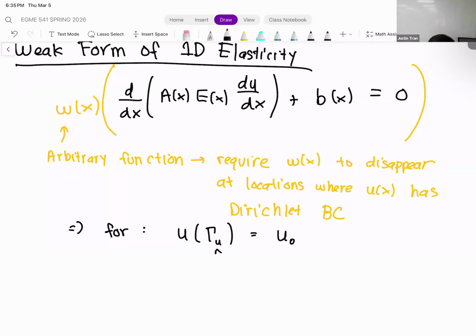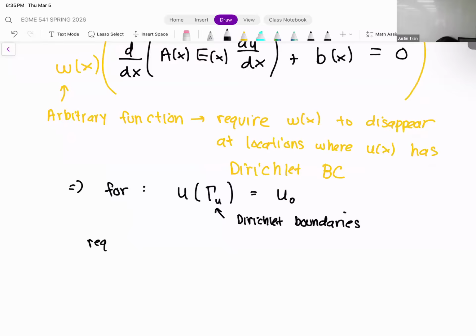This gamma u here is what we call the Dirichlet boundaries. For the locations where we directly specify the value of u at the Dirichlet boundary, so u at the Dirichlet boundary is equal to u naught, we are going to require w at those same locations to be 0. That's the only requirement that we're going to put on w at this time.